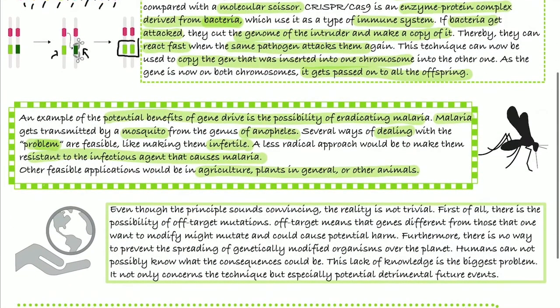Now you might wonder, well, this sounds kind of convincing, so why not? Well, actually, reality is not trivial. So the problem is that there's the possibility of off-target mutations. So off-target means that genes and general parts of the genome might mutate that we don't want to, and we might not know it. And this could cause harm.